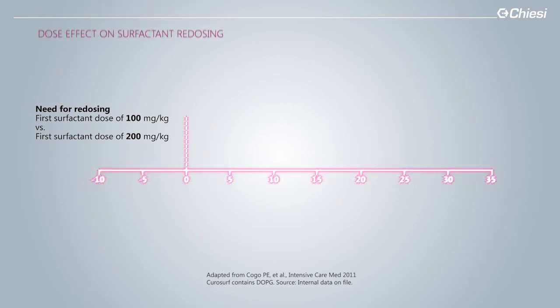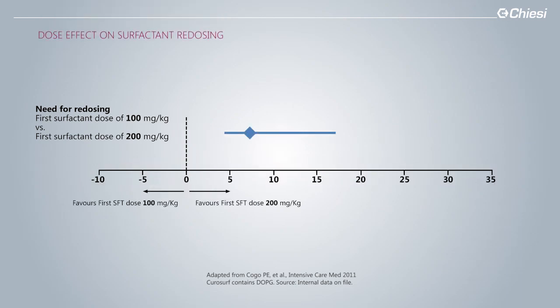If you can see here, if you receive 100 mg per kilo surfactant as a first dose, your odds to receive any other doses later on is much higher, with an odds ratio of 7.27. What does that mean? This means an odds to receive repeated dosing 7 times higher as compared to the 200 mg per kilo dose. But why so?